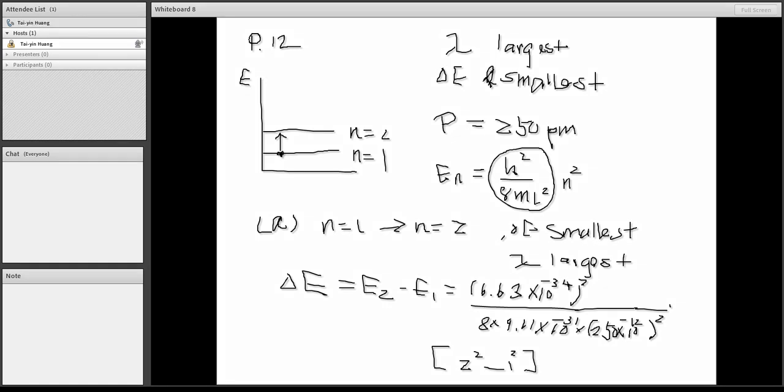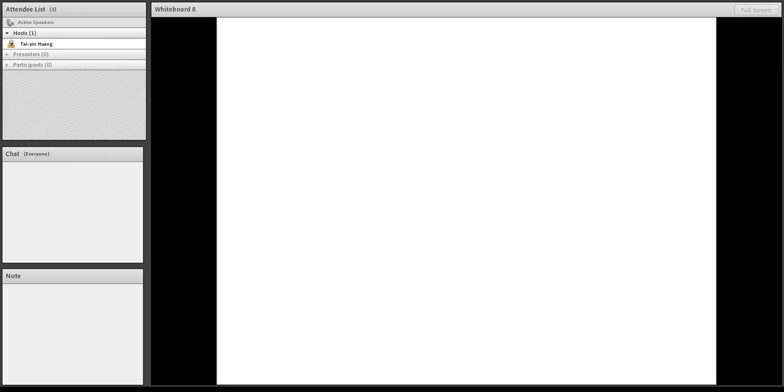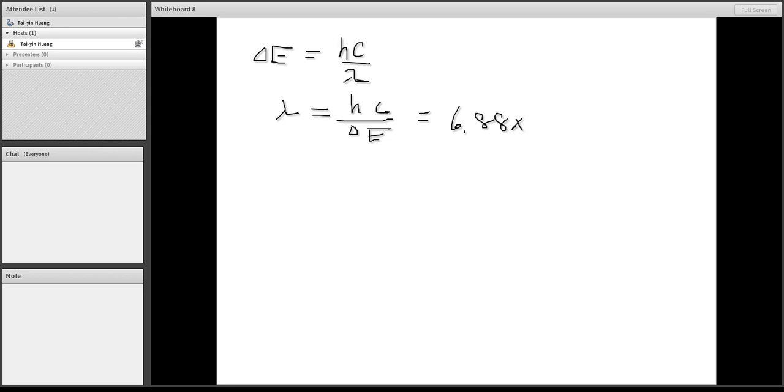Once you calculate the energy difference, which I don't have the number for, the change in energy has to equal the energy of the photon, which is hc over lambda. So whatever you calculate, you set lambda equal to hc over your delta E. Again, h should be in SI units, c is 3 times 10 to the 8th, and delta E is whatever you calculated. What you're going to get is 6.88 times 10 to the negative 8 meters. So that's your part A.